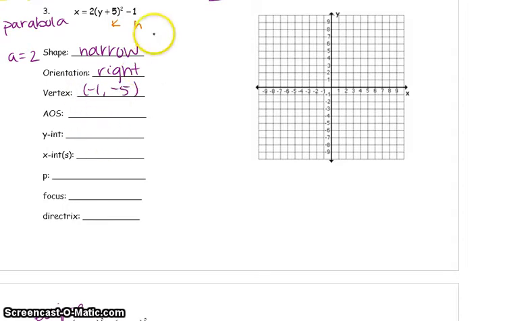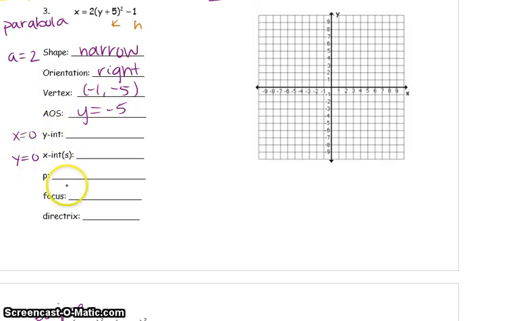And since it's opening to the right, our axis of symmetry is going to be a y value that goes through our vertex. So y equals negative 5. And remember, since our y value is being squared, it's not a function, so we can't plug this into our calculator and find our y and x-intercepts easily. We have to solve these by hand. So to find our y-intercept, we set our x equal to 0, and to solve for our x-intercepts, we're going to set our y equal to 0.